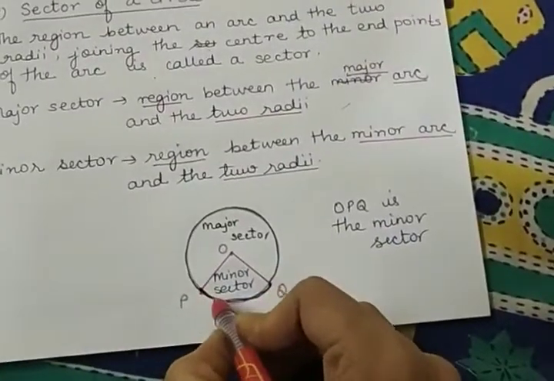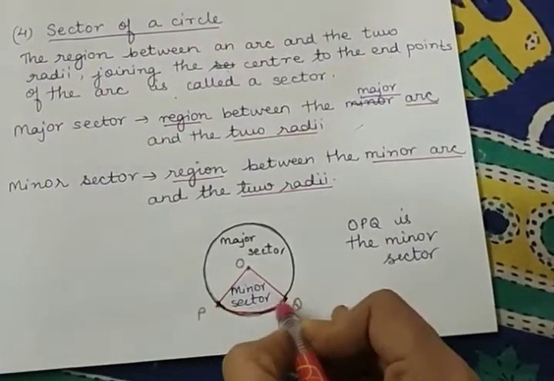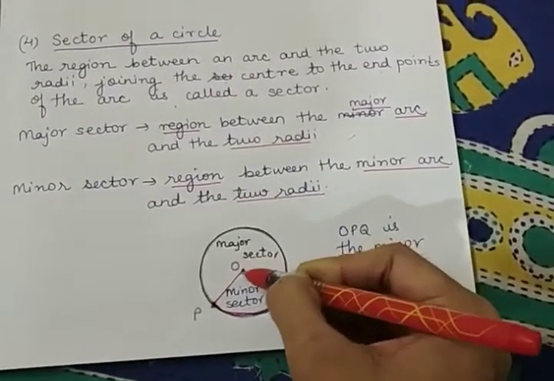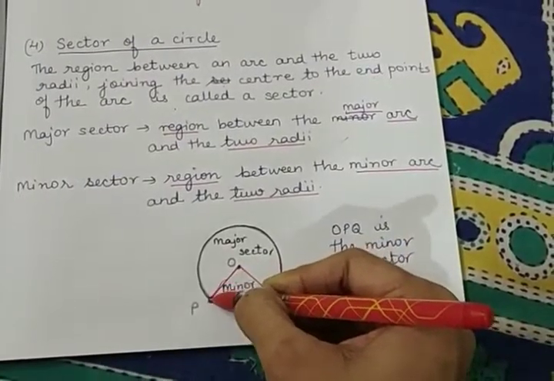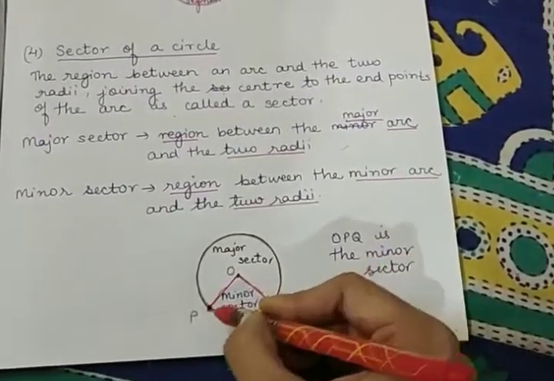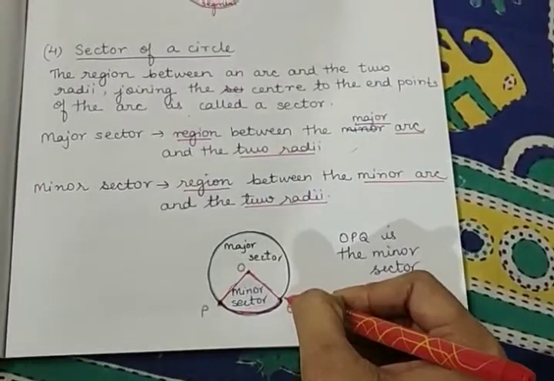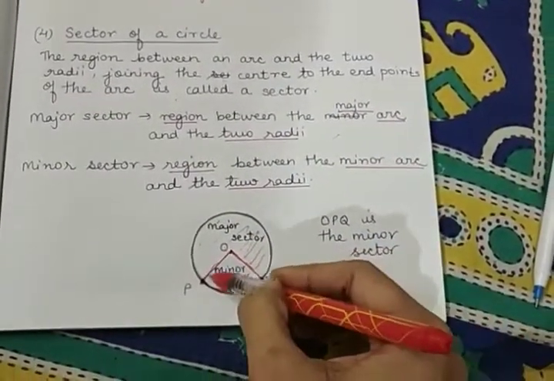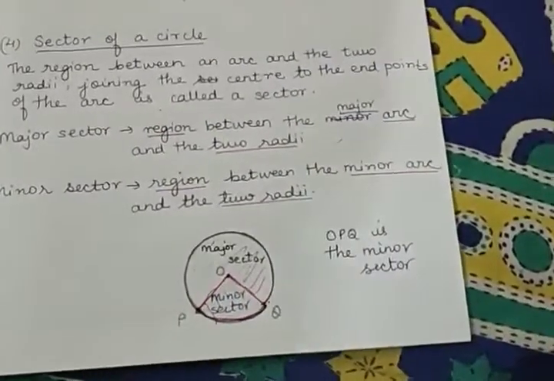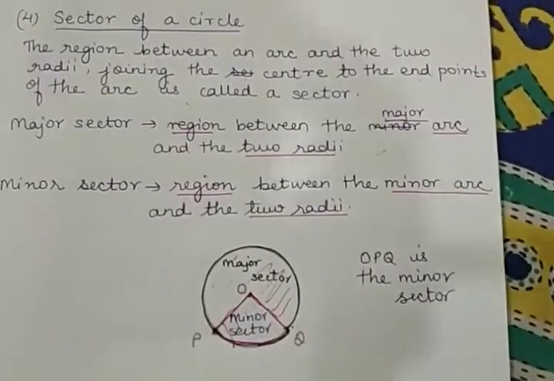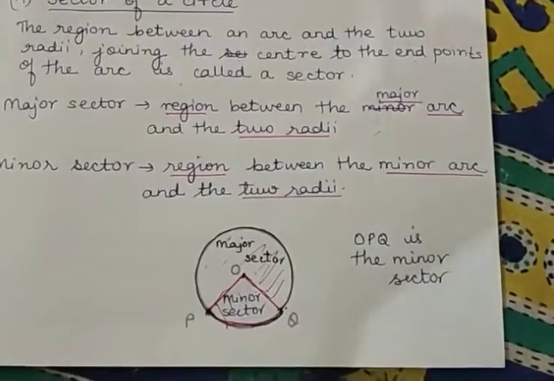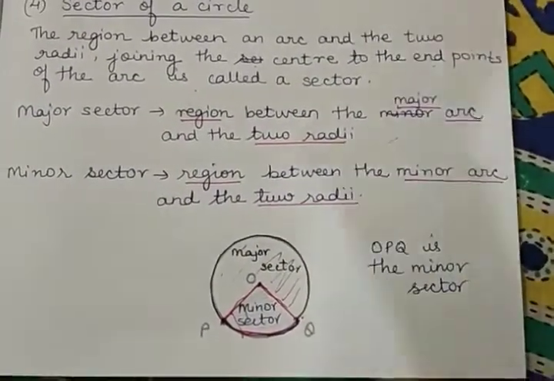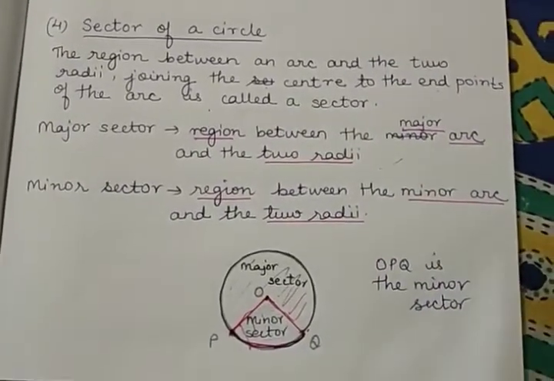So this is your arc PQ, and these are your endpoints P and Q. So the radii are such that they join the endpoints of the arc. Okay, so if you have a figure like this, then this region is called the major sector and this is called the minor sector. Just like you have major arc, minor arc, major segment, minor segment, similarly you have major sector and minor sector.